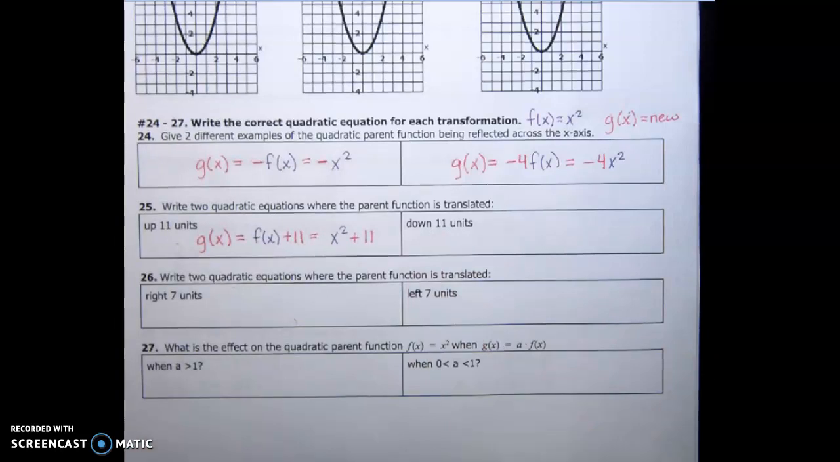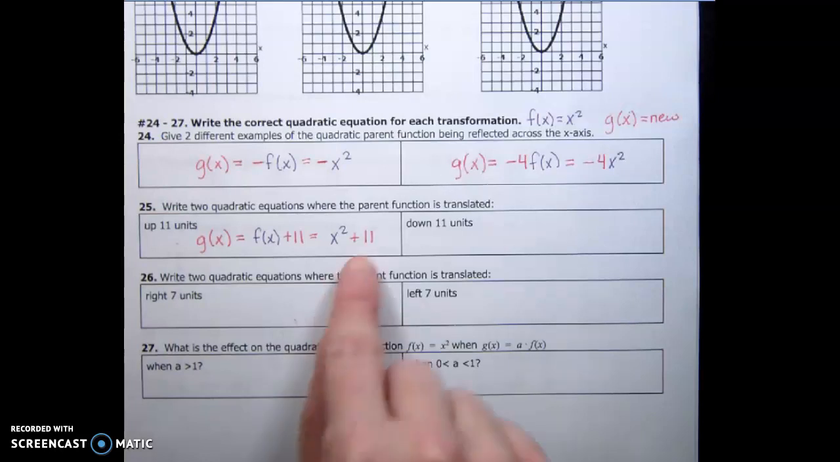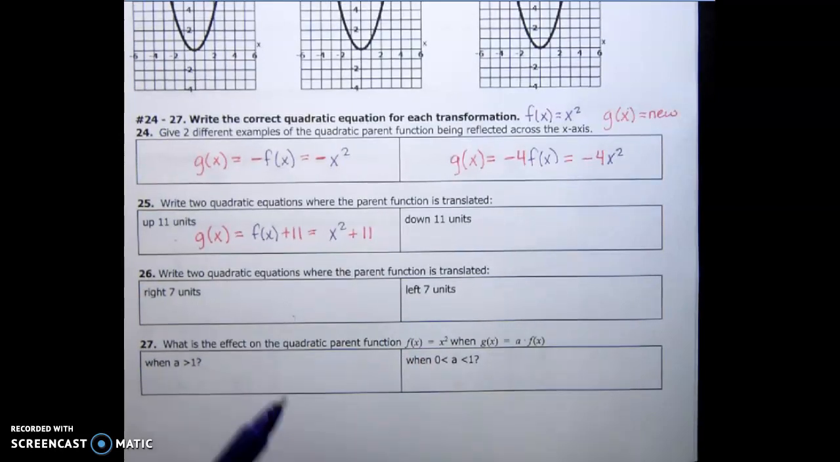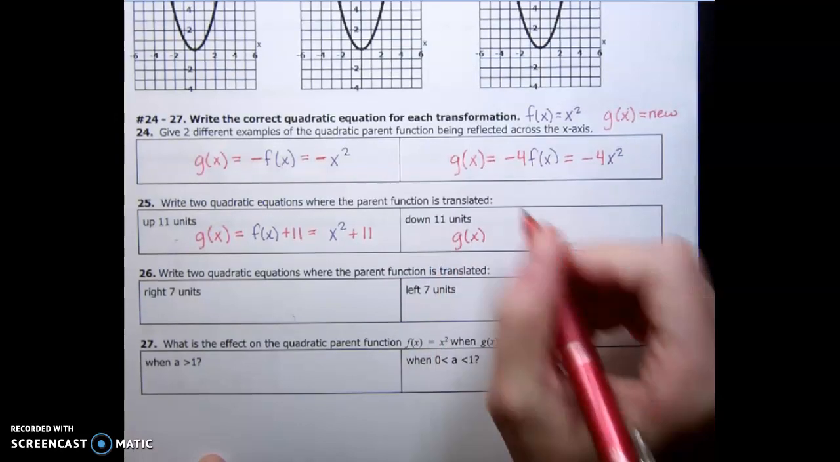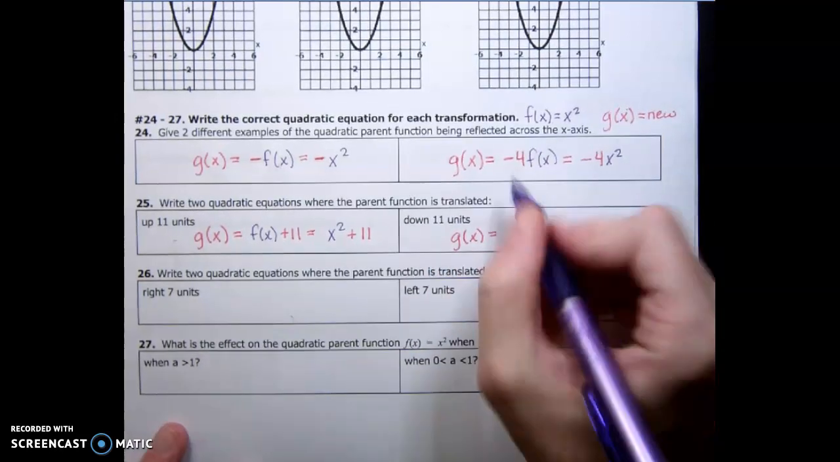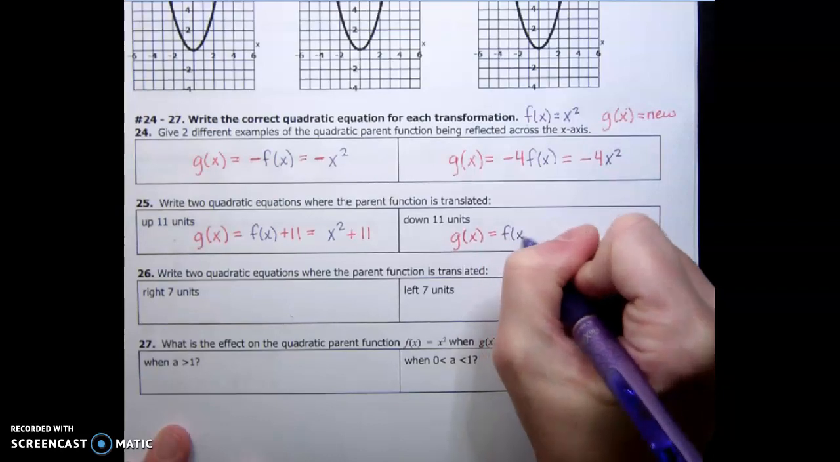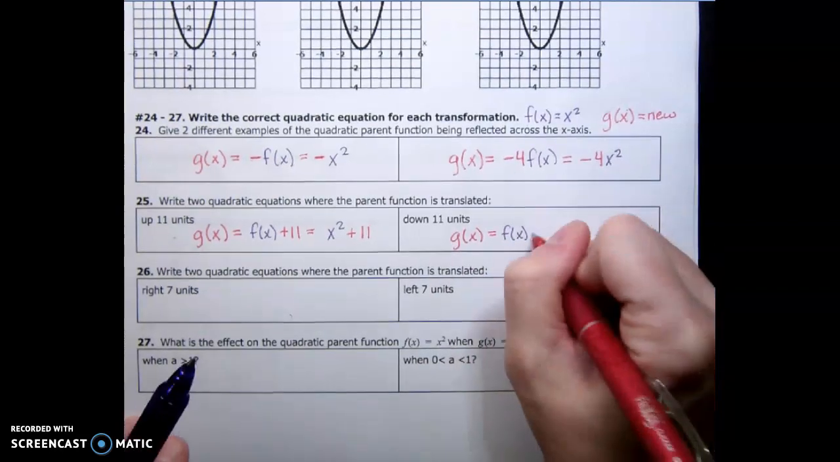All right, so in order to shift down 11 units, we're just going to do the opposite. So instead of adding to shift up, we're just going to subtract to shift down. So start with the g of x for our new function. That is equal to our parent function, f of x, minus 11.